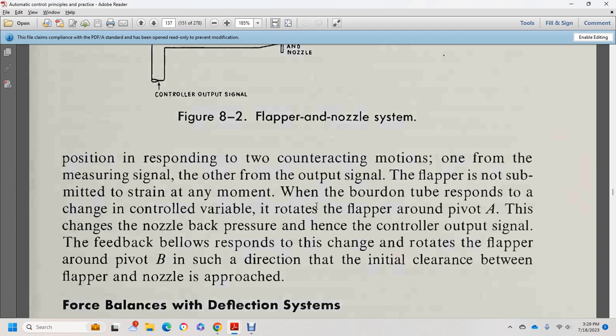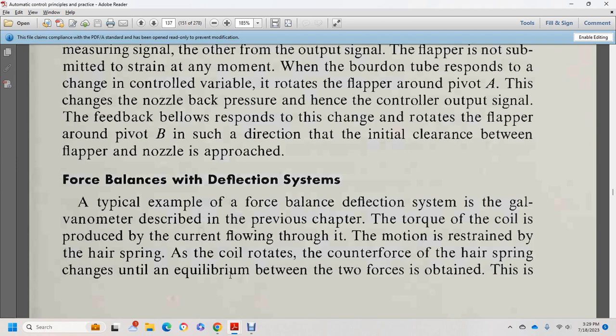It rotates the flapper around pivot A, which changes the nozzle back pressure for the controller output signal. The feedback bellows responds to the change and rotates the flapper around pivot B in such a direction that the initial clearance between the flapper and nozzle is approached, and force and balance of the deflection system are restored.